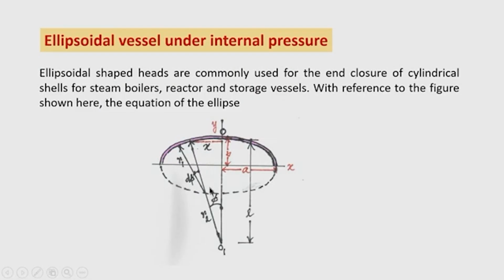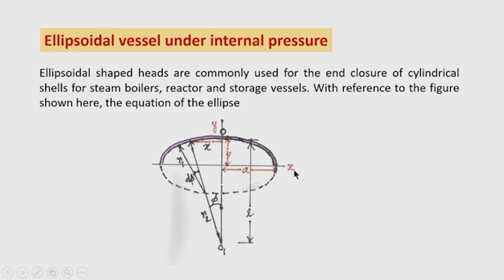Now, here in this figure we see that at any point the meridional angle is phi and the principal radius of curvature for the meridional curve, which is an ellipse, is r 1 and r 2 is the second principal curvature at this point. Okay. Now, the other parameters: the coordinate of this point is x, y, whereas x has to be measured negative at this point, and this is taken as positive.